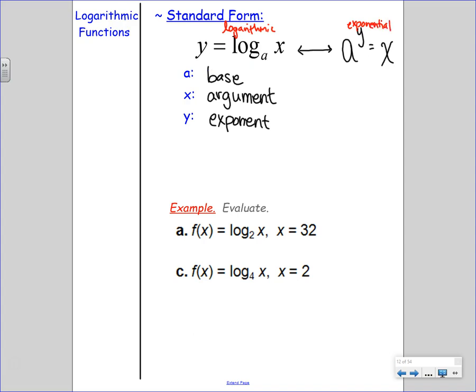They mean the exact same thing, but our brains don't think in logarithms so well. So sometimes it's helpful to take something that's given to us as a log and write it as an exponential.